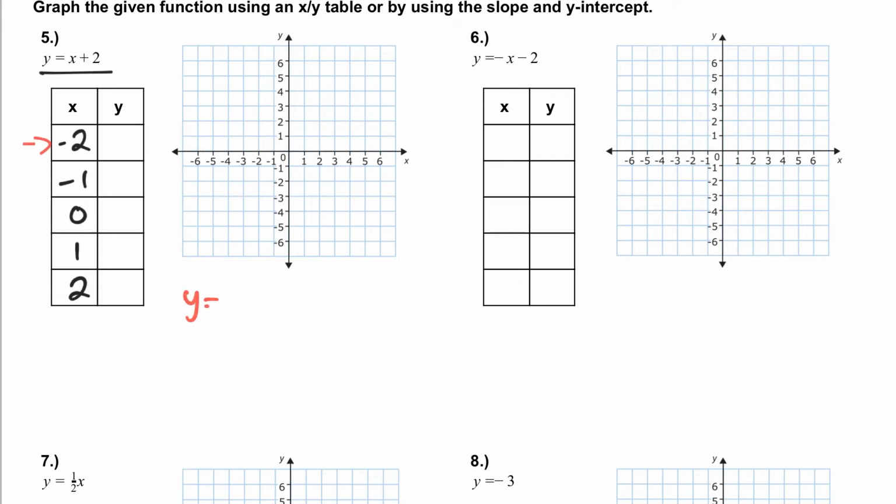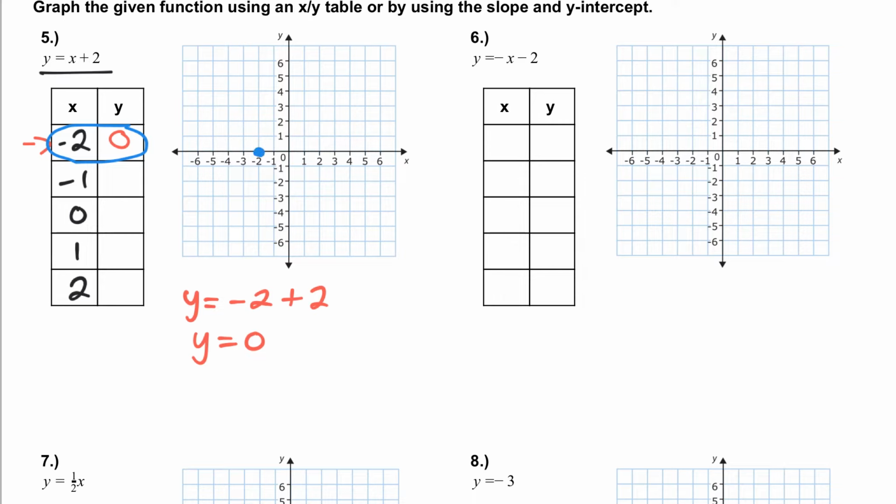When we do that, we get y is equal to -2 plus 2. If we do the math there, -2 plus 2 gives us 0. So when x is -2, y is going to equal 0. And these create an ordered pair for us, so this is going to become one of the points on our graph, the point -2, 0. We go left 2 and up 0. So there's our first point.